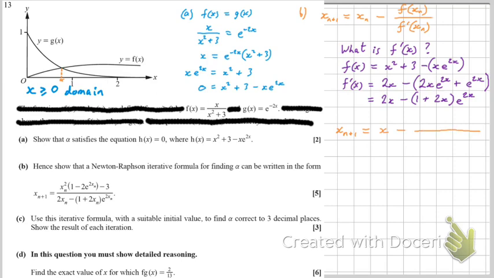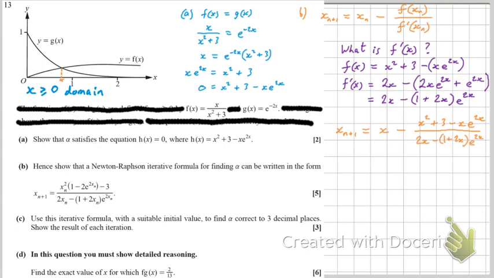And just to make it a lot easier to do the algebra, and the algebra here is hard, I'm going to ignore the xn's here and here. I'm just going to get rid of all that and just deal with x for a while. So it's x take away our numerator, which is f of x, and our denominator is f dash x, the last line of purple writing there.